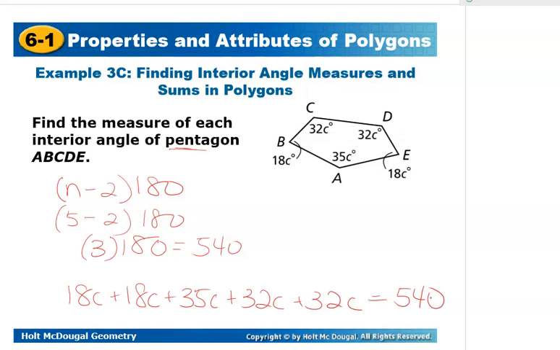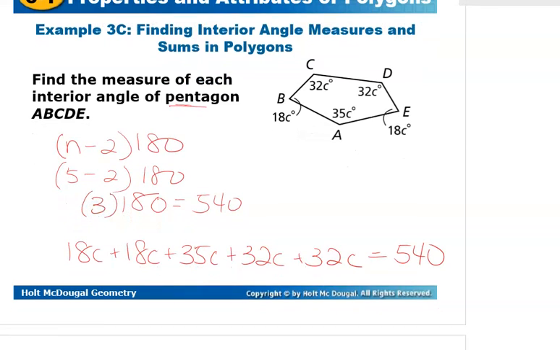Now you might be wondering, what does this do for me? Why am I doing this? Well, we have an equation. We can actually solve for C now. So you have all your like terms here. Just add them all up. So 18 plus 18 plus 35 plus 32 plus 32. You get 135 C. See, I just combined like terms, and now it's a lot simpler of a problem, isn't it? So then you just do 540 divided by 135, and you get 4.